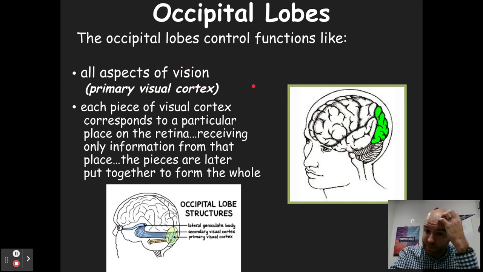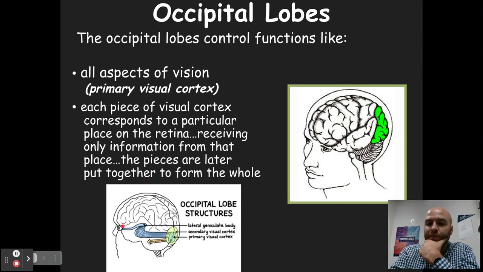While other lobes have many different functions and jobs, the occipital lobe is really solely responsible for vision and all the aspects of vision. So each piece of the visual cortex corresponds to a particular place on the retina. The retina is the back of your eye, which we'll get into more when we talk about sensation and perception, but it's the back of your eyeball. And each part of that visual cortex receives only information from that specific place on the retina. The pieces are later put together to form the whole, right?